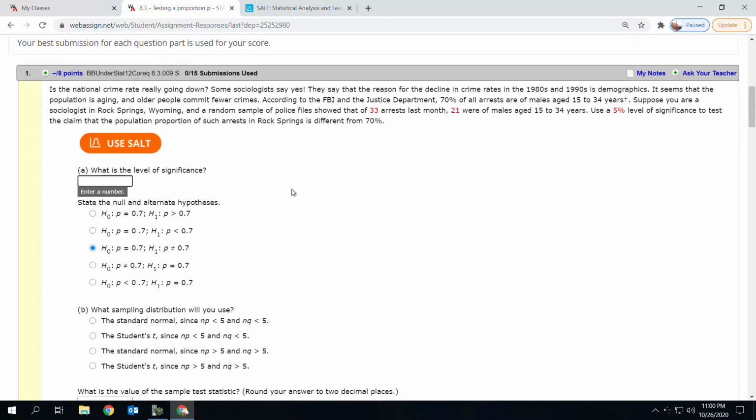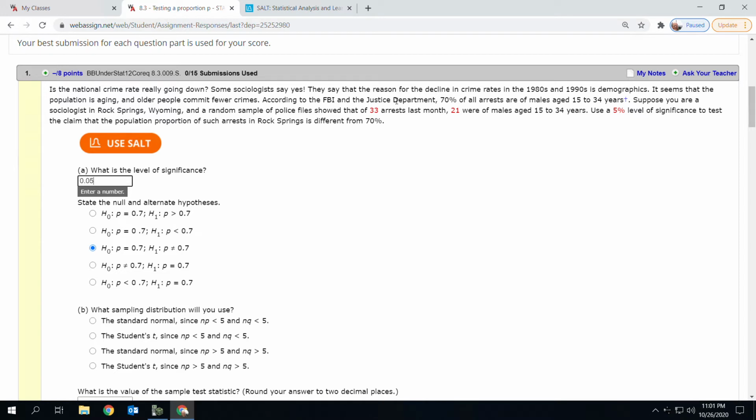Suppose you are a sociologist in Rock Springs, Wyoming, and a random sample of police files showed that of 33 arrests last month, 21 were of males aged 15 to 34. Use a 5% level of significance to test the claim that the population proportion of such arrests in Rock Springs is different from 70%. All right, so our level of significance is 5%, in decimal form is 0.05.